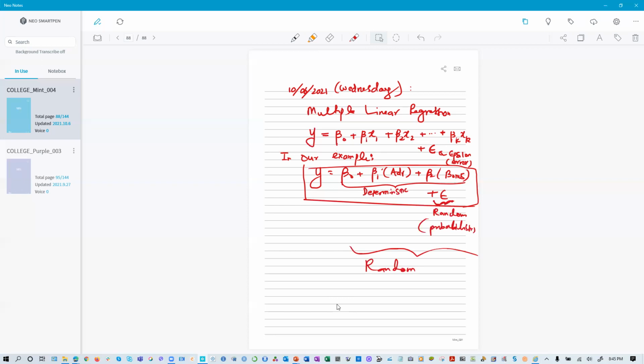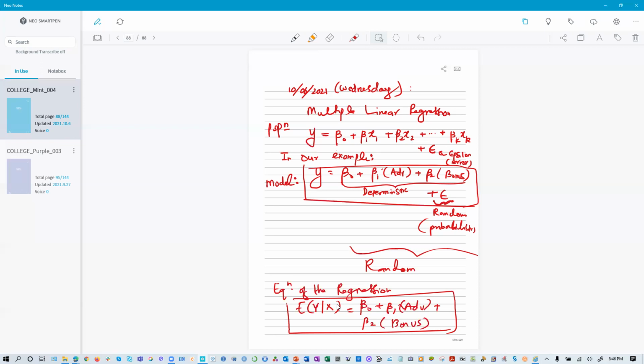That's why, in a model like that, this is for the population. This is the model. But when it comes to the equation of the regression plane, you write it this way: expected value of y given x equals beta naught plus beta 1 advertising plus beta 2 bonus. You don't have the error term. That's the equation of the regression plane. The expected value of y here means sales.